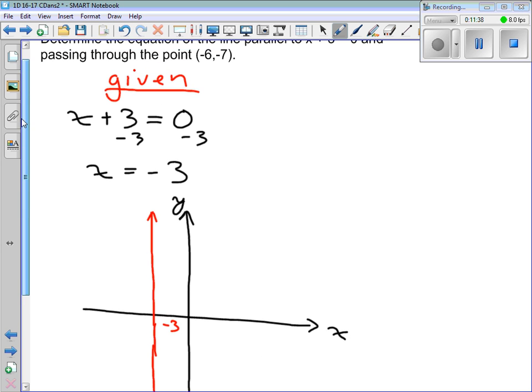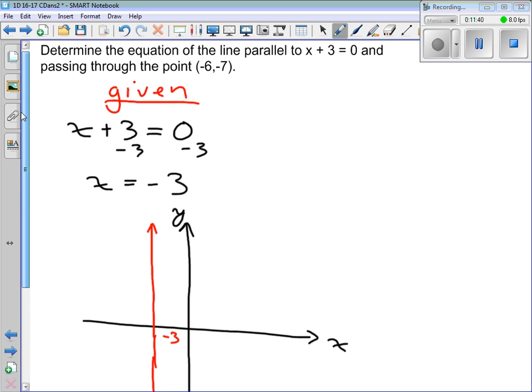Now, how is this line related to the line that we're trying to find? We're trying to find a line parallel to this line. And it has to pass through the point negative 6, 7. So the line that we're trying to find, if it's going to be parallel to this line, what kind of a line does it have to be?